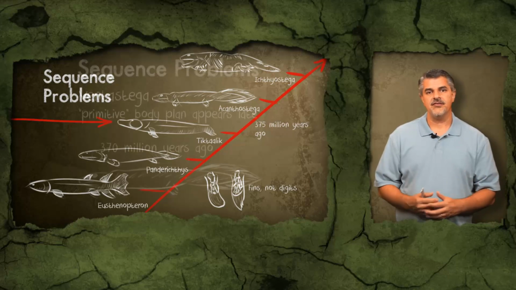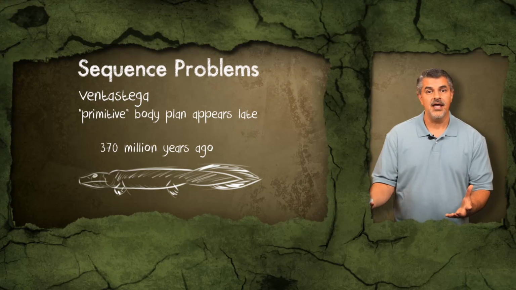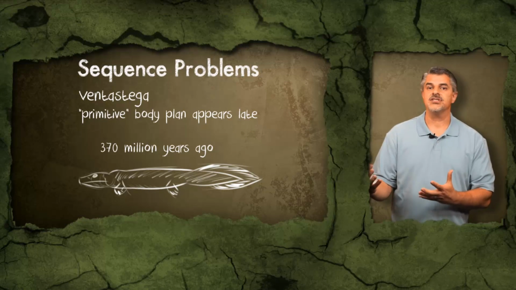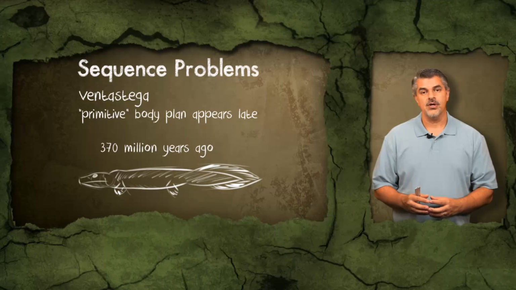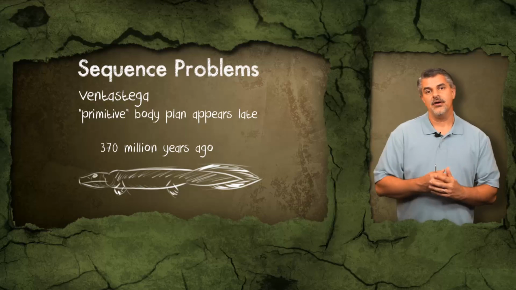We also see the same thing for Ventostega. It's considered to be a rather primitive fishopod, but yet it's rather late appearing in the sequence. Again, out of order, where a more primitive form appears later, not earlier in the sequence.